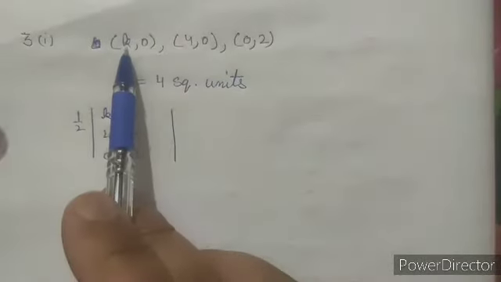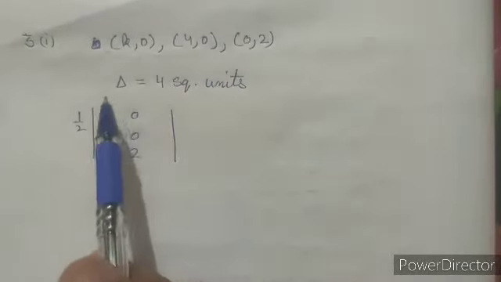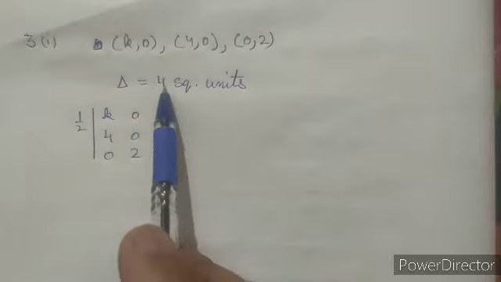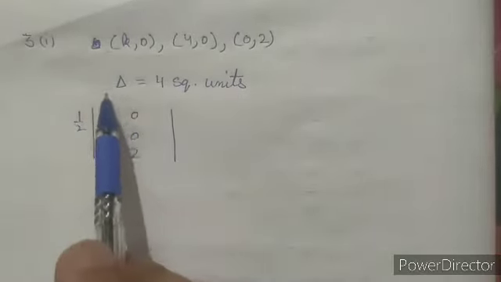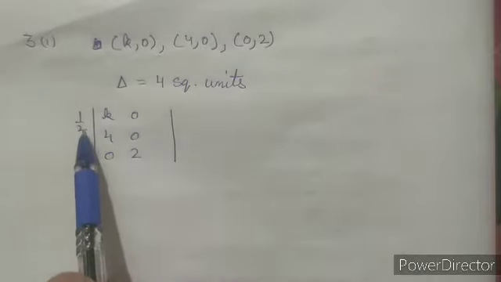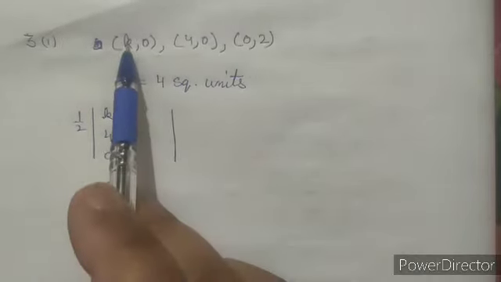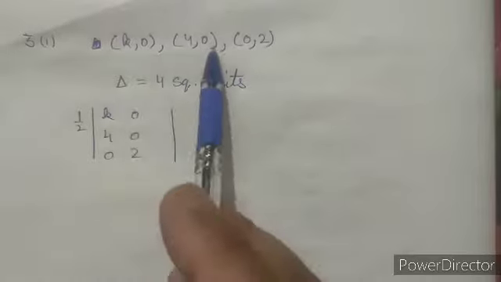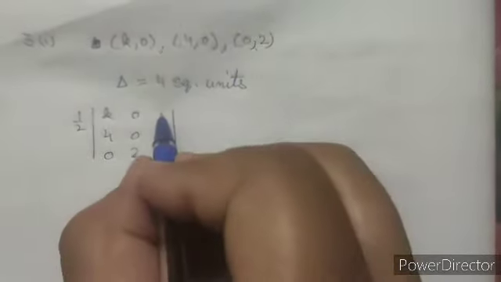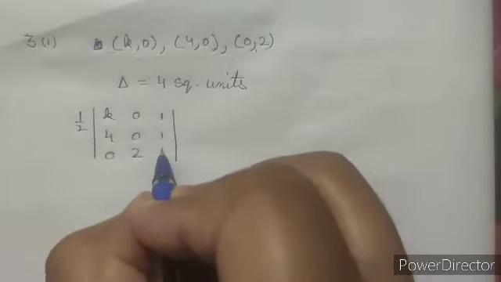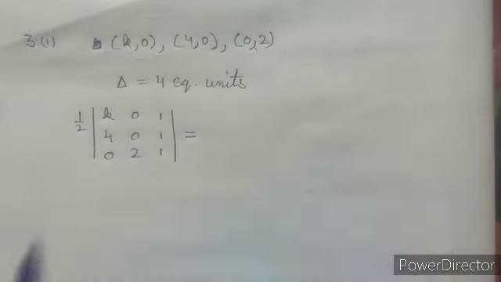Now the vertices of the triangle are given to us, and the area of the triangle is given as 4 square units. So we will apply the area formula for the area of a triangle, and that will be half into the determinant of (k, 0, 1), (4, 0, 1), (0, 2, 1), where all the elements of the last column are equal to 1, and that equals 4 square units.